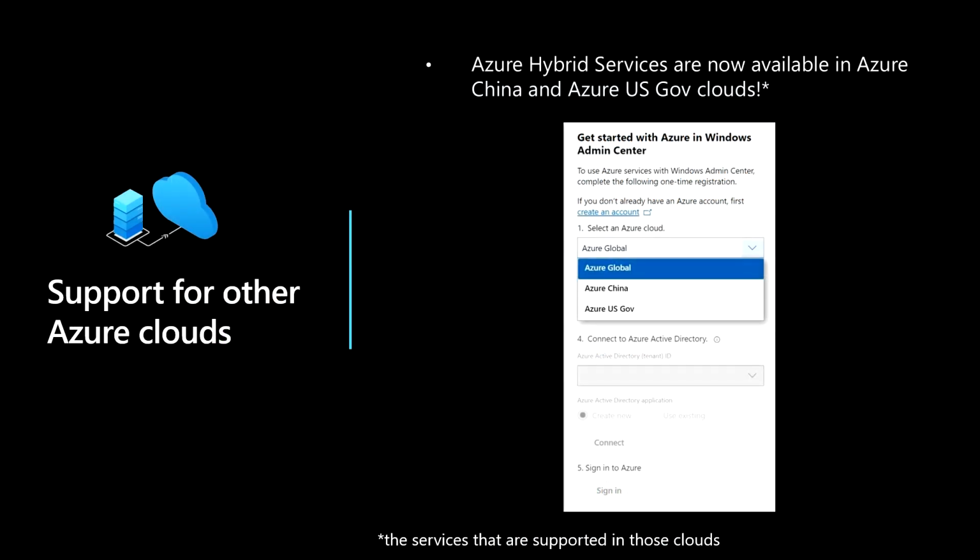And starting this release, Windows Admin Center will support onboarding to the supported Azure Hybrid services in the Azure Cloud and the Azure US Government Cloud. The setup and the UI will be exactly the same, just a new drop-down for selecting a new cloud.